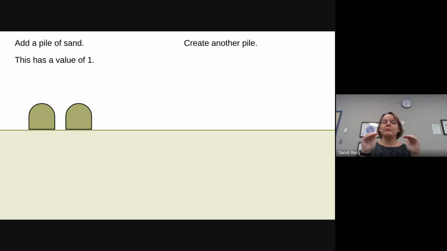Then I'd like you on your piece of paper to create another pile right beside it, not on top of it, but right beside it. So we've got our second pile of sand that you've drawn. So all together, you need to mute yourself.